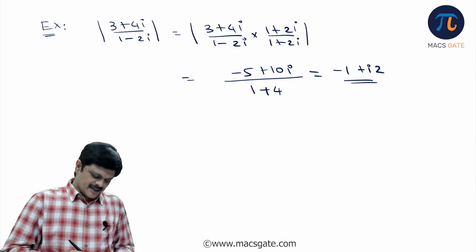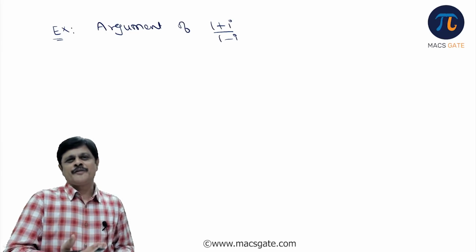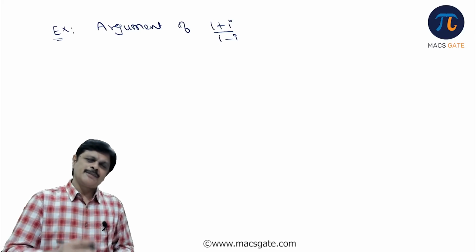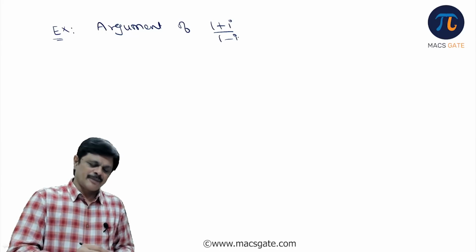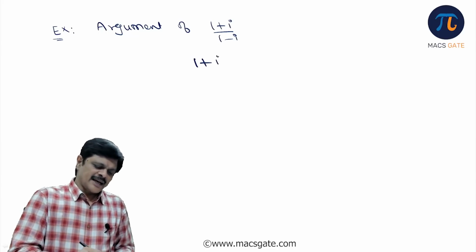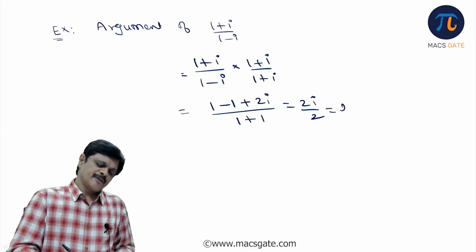Is the idea clear? Next one, argument of this one. See, one way is finding the argument of the numerator and the argument of the denominator. Otherwise, you can simplify this, then you can write the argument. Anyway, you can try. Argument of (1 plus i) by (1 minus i). So you can multiply and divide by (1 plus i). So what happens, sir? So this is 1 square plus i square, that is minus 1, plus 2i. Denominator 1 plus 1 you are going to get. That is 2i by 2, which is nothing but i.